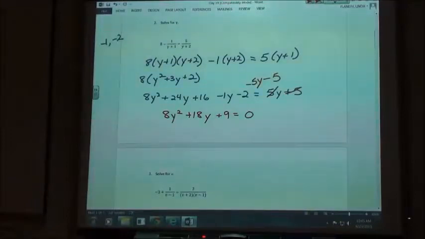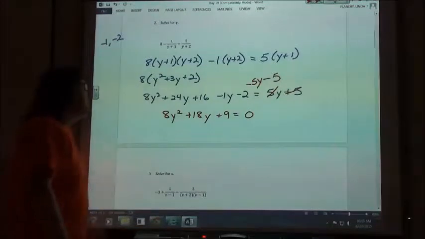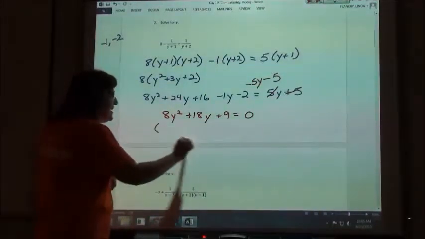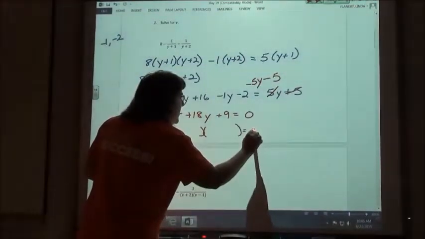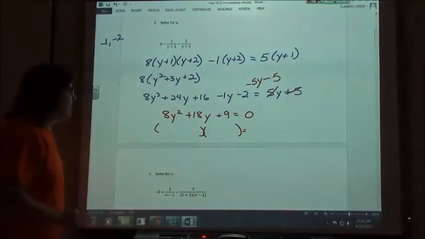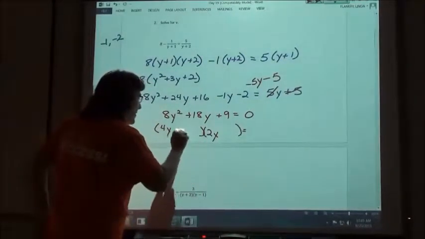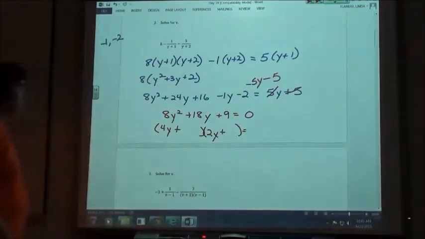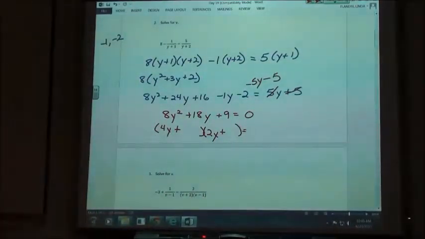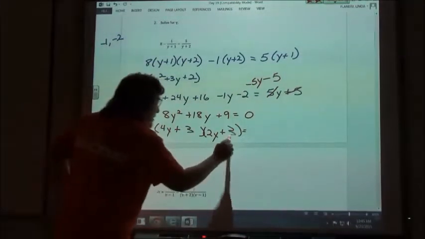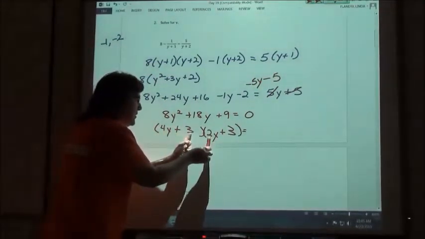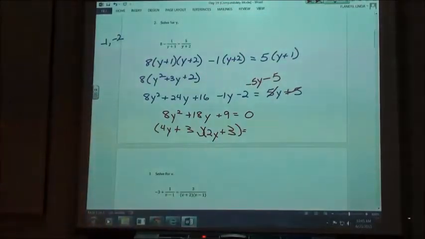Did I get all that right? Sure, you're just going to believe me, huh? Factoring that looks interesting to factor. I'm going to guess it's not 8 and 1. I'm going to try 4 and 2. 4y and 2y, plus and a plus. And I want to get 18 in the middle. If I do 3 and 3, I'm going to get 12 plus 6, which, hey, is 18.